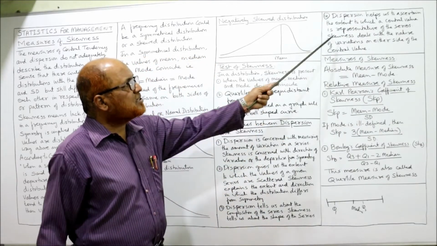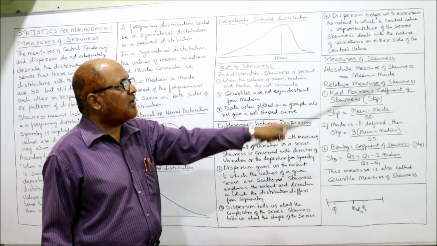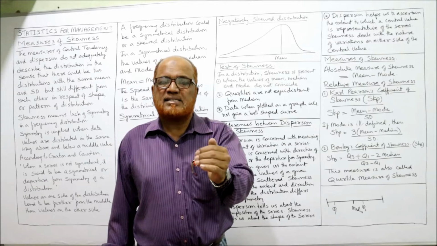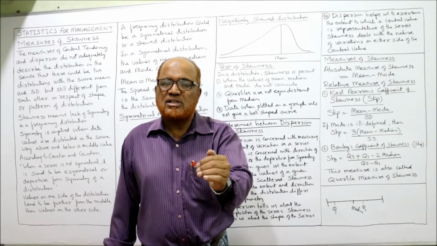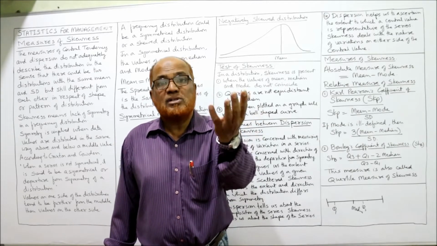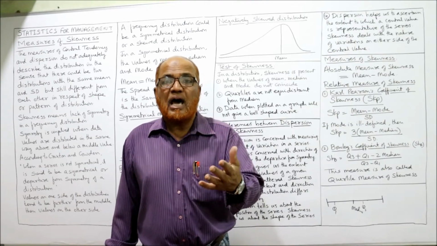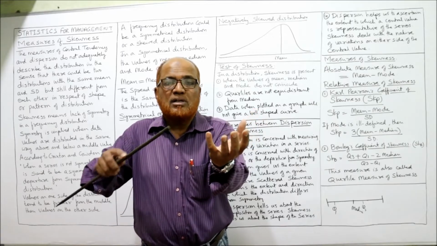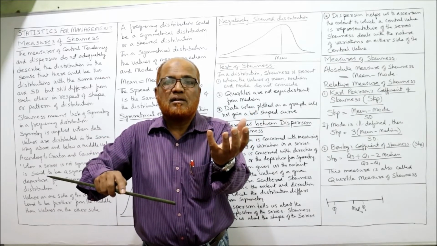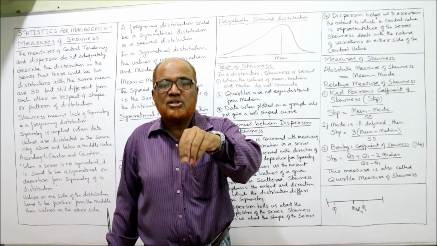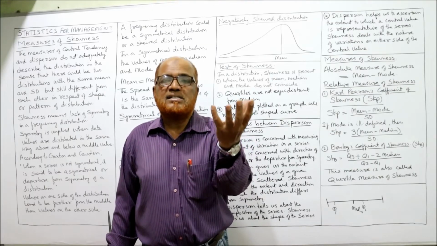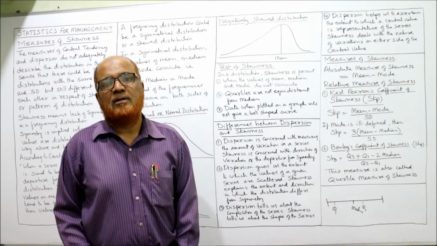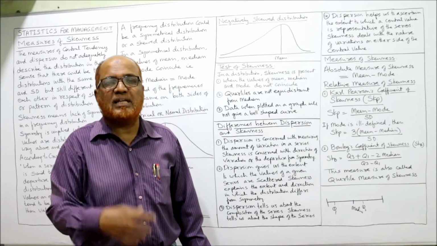Next one is dispersion helps us to ascertain the extent to which the central value is representative. Suppose the dispersion is very less, we can say the central value is representative. We can rely on the central value because the dispersion is very less. So by studying the dispersion, we can say whether the central value is reliable or not reliable. That idea we can get by studying the dispersion.